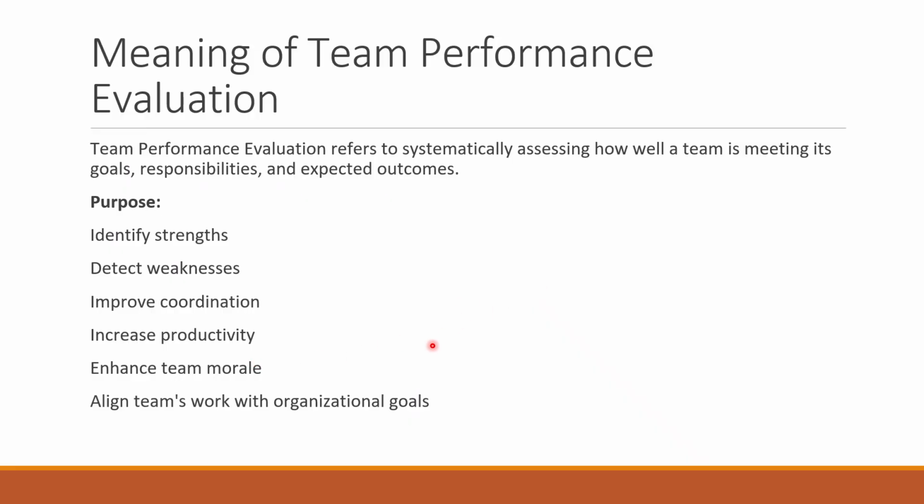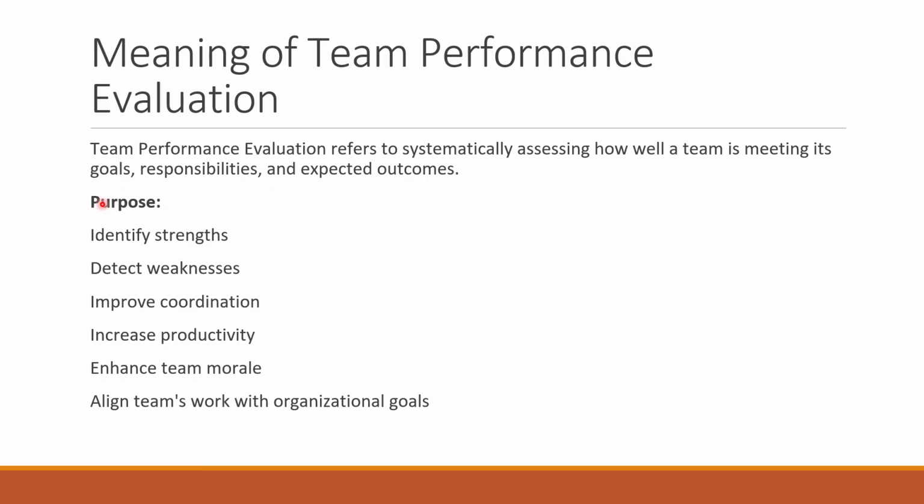And this evaluation will help managers understand whether the team is moving in the right direction or whether it needs support, training, or restructure. For example, let's say that there is a sales team and it is evaluated based on the number of leads generated, conversion rate, communication with customers, and the achievement of monthly targets. Similarly, a school event team might be evaluated on planning, coordination, and how the event was executed. So there are different factors by which we evaluate the performance of a team.